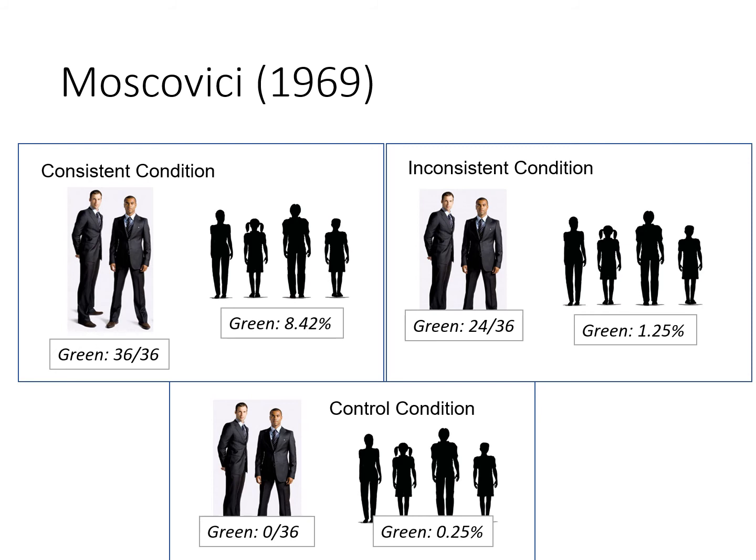In the inconsistent condition, the minority only said green on 2/3 of the trials, and this decreased how much influence they had on the majority. So it was only 1.25% in the inconsistent condition. And then they did a control condition just to see if people would mistake blue for green in a normal condition. So the confederates didn't say green at all, they said blue consistently in this condition.